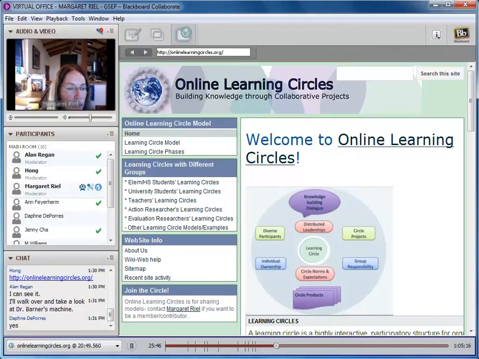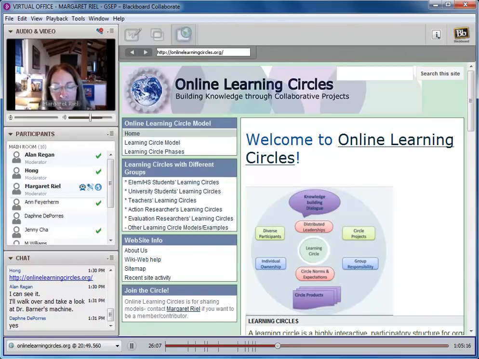Okay, so most people are seeing it, but not Jenny, are you seeing it? Yeah, okay. So Robert, I'm sorry it's not coming up for you, but if you can open a separate browser and put in onlinelearningscircles.org, you will see it.